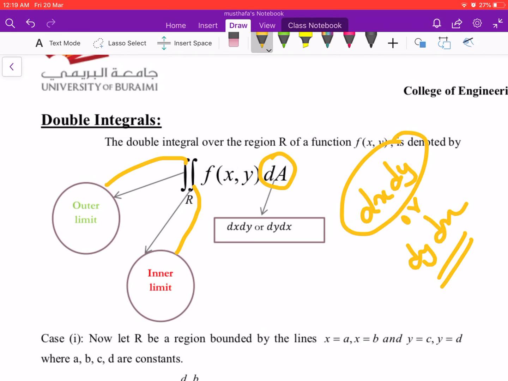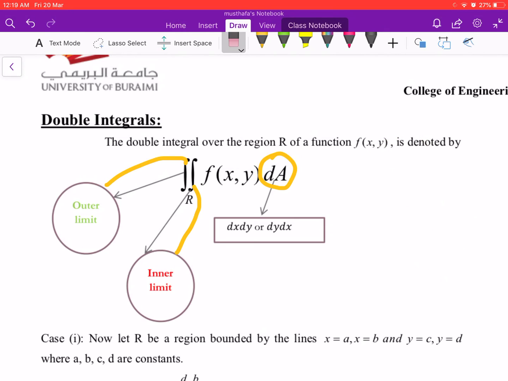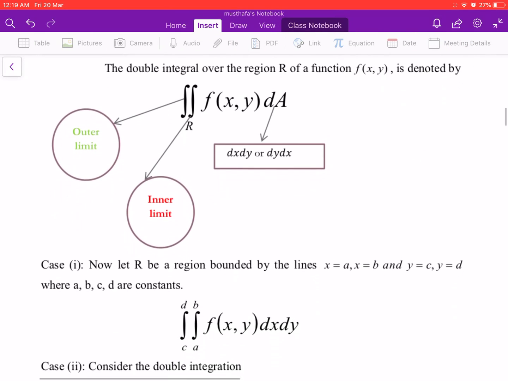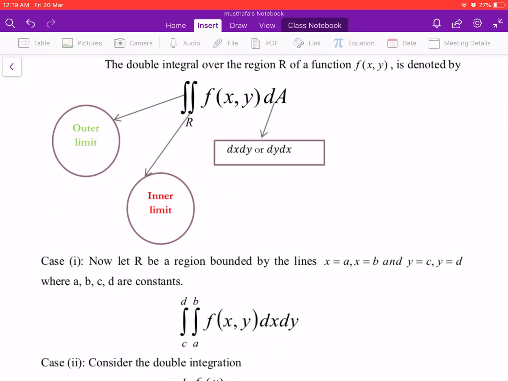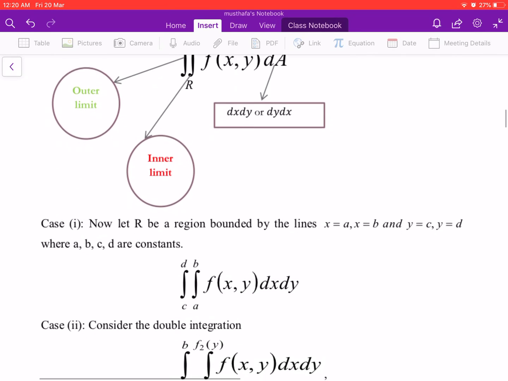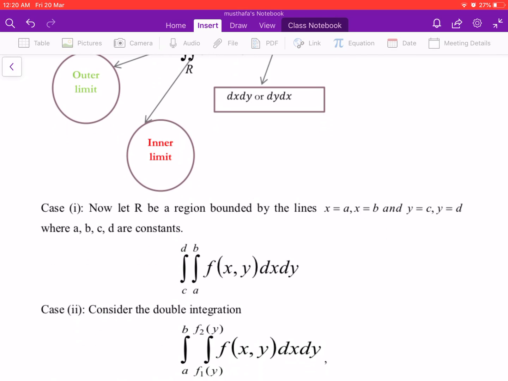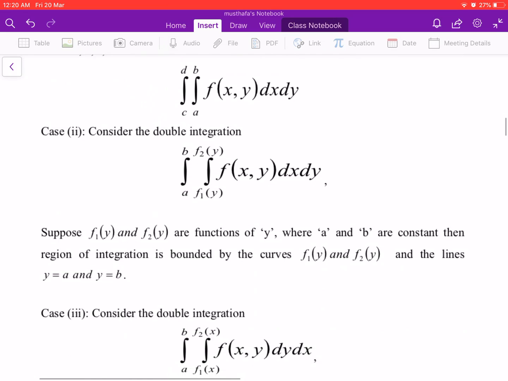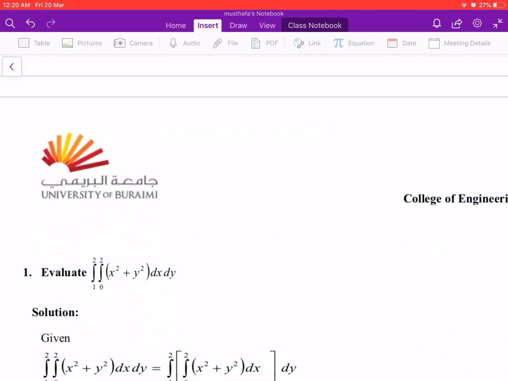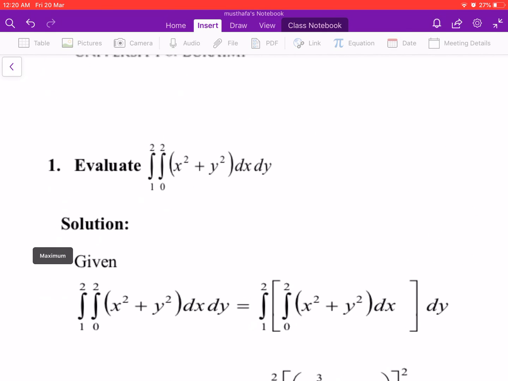Now, the important thing about the limits. There are two types of limits that you can see. Either it could be a constant limit or it could be a variable limit. There are two cases that we have in limits. One we call a constant limit, another one we call a variable limit. If it is a constant limit, that means you are going to integrate over the region of a rectangle. Let us see. First, let us see how to evaluate a constant limit with a simple example.